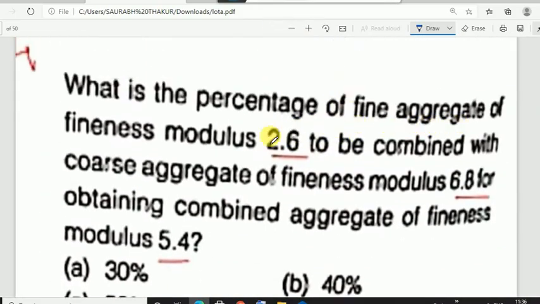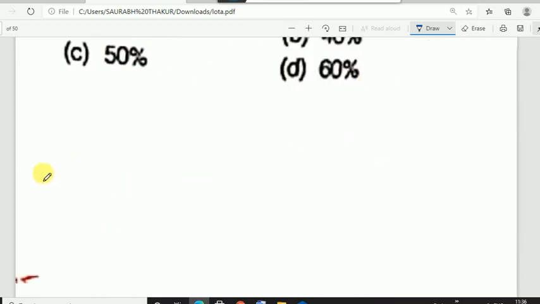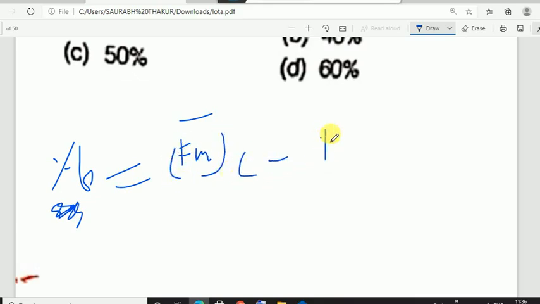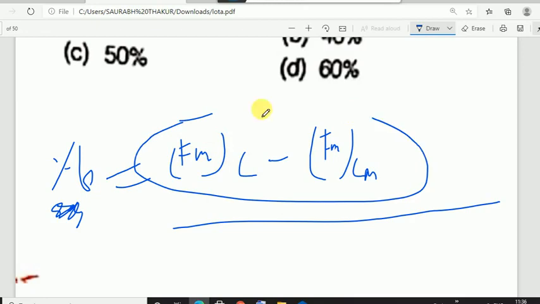What is the percentage of fine aggregate of fineness modulus 2.6 to be combined with coarse aggregate of fineness modulus 6.8 for obtaining combined aggregate of fineness modulus 5.4? Actually, percentage fine aggregate. What you have to do is use this formula. FM of coarse minus FM of combined, divided by, actually you can also say FM of combined minus FM of coarse. You can say that, but you have to take it as positive.